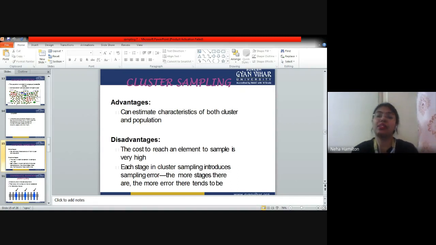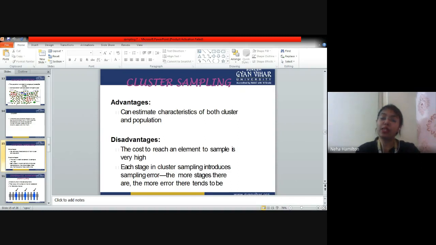Now let us understand what the advantages and disadvantages of cluster sampling are. The advantage is that it can estimate characteristics of both cluster and population, and the disadvantage is that the cost to reach an element to sample is very high. Each stage in cluster sampling introduces sampling error. The more stages there are, the more error tends to be.